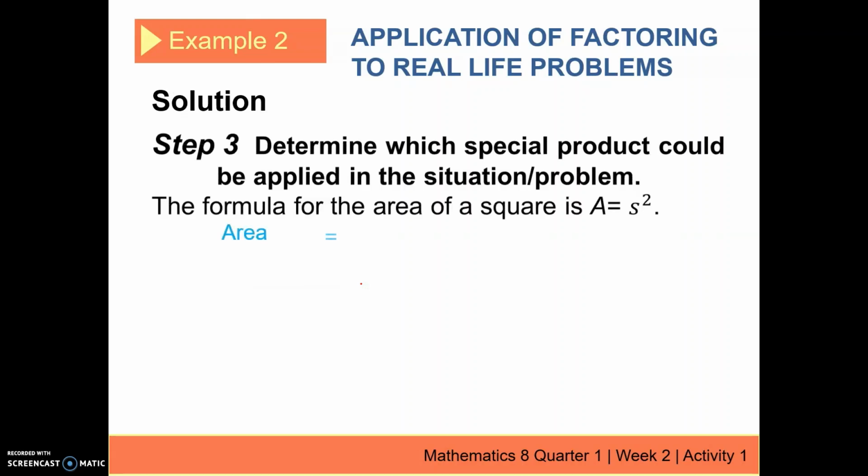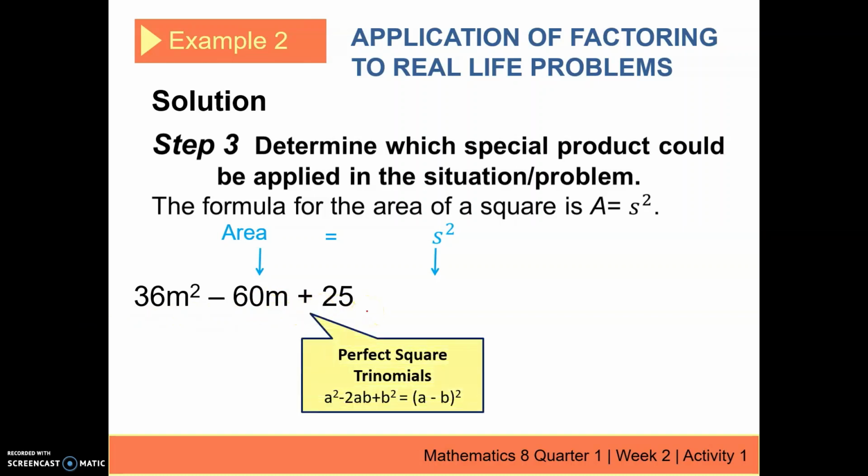Step 3. Let's determine which product or which special product could be applied in this original problem. The formula for the area of a square as mentioned is A equals S squared. The area is given, which is 36m squared minus 60m plus 25. And the side is unknown. Now, what do you think is the factoring technique that falls under this kind of polynomial?